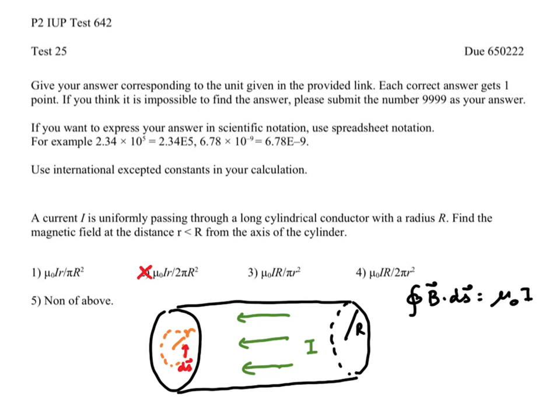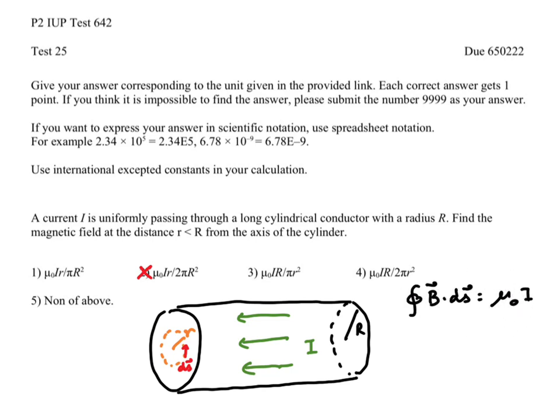It means that we want to calculate the magnetic field around this position that is at a distance r from the center of the cylinder. And as we have discussed before, this system has a symmetry. This is a cylindrical symmetry, and when we have the symmetry, we can use Ampere's law to calculate the magnetic field. This is Ampere's law.